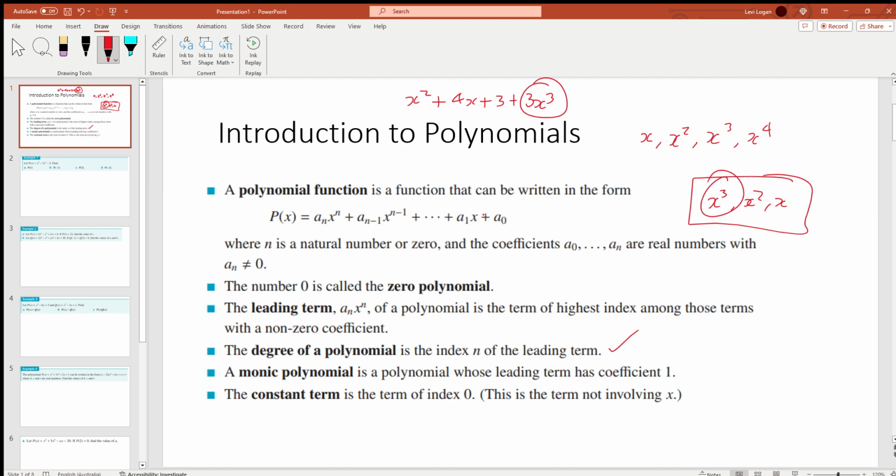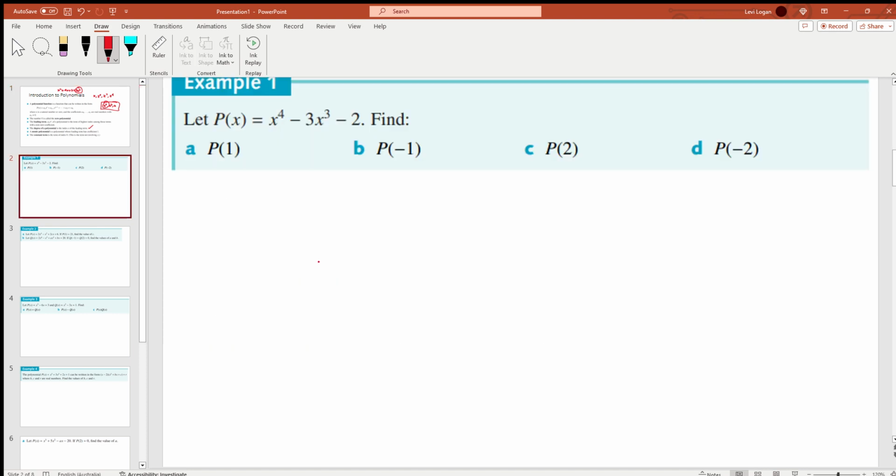Let's practice with some polynomial stuff. Example 1 I picked out of a textbook where they've got p of x. Now they like writing it like this in function notation. Another way they can write it is f of x, but most of the time you'll see it as p of x, mainly for long division eventually.